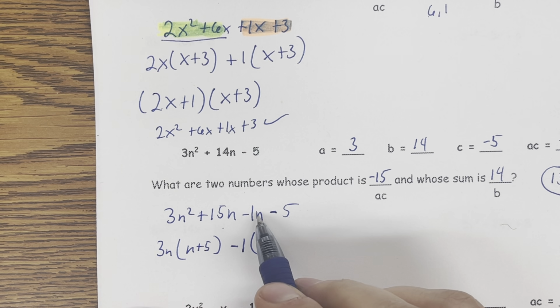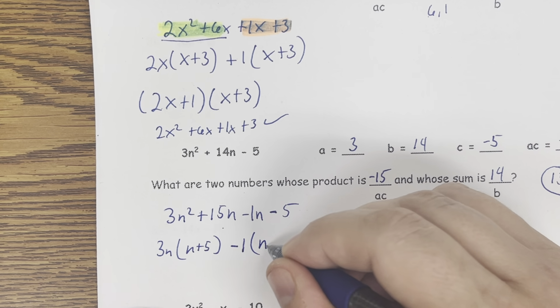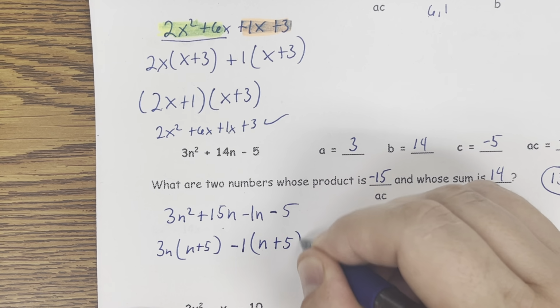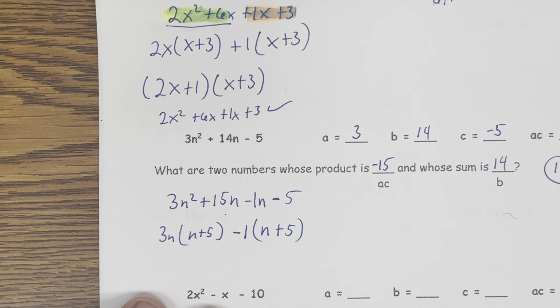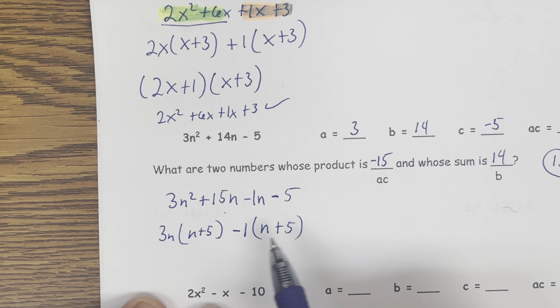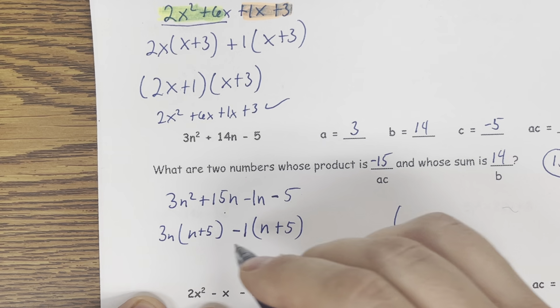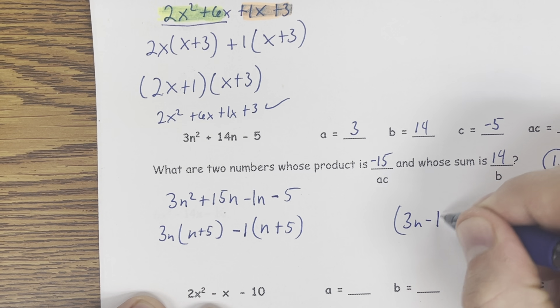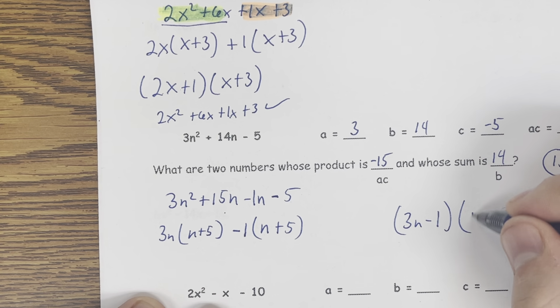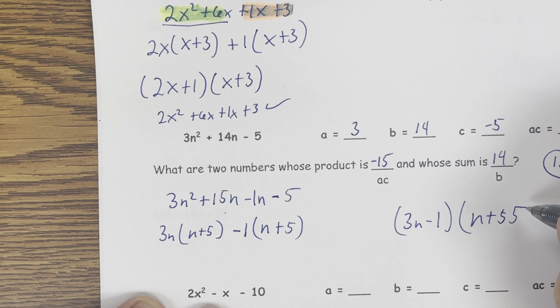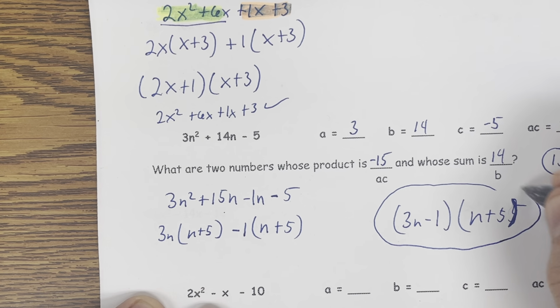When I take out the negative 1, I get a positive n plus 5. I divided both by -1. Now my parentheses match. In the first set goes what's outside, 3n minus 1. In the second set, n plus 5, which was common. Ooh, I wrote 5 twice. Let's stop that. And we got it factored.